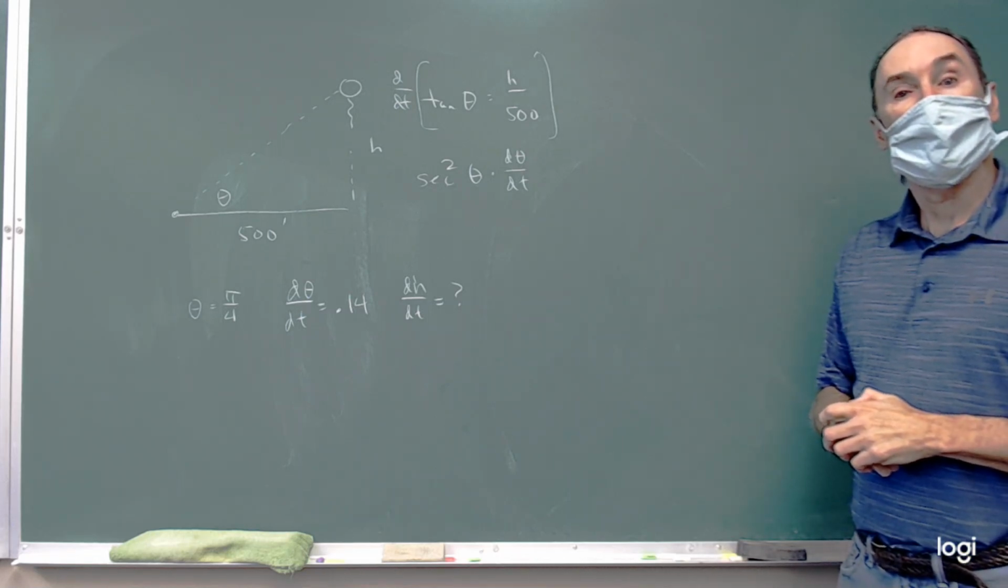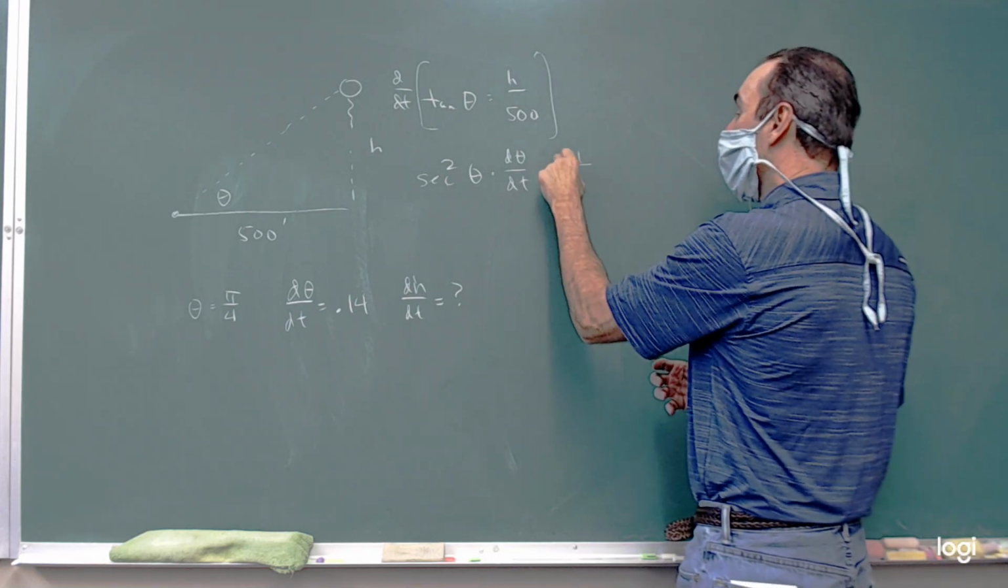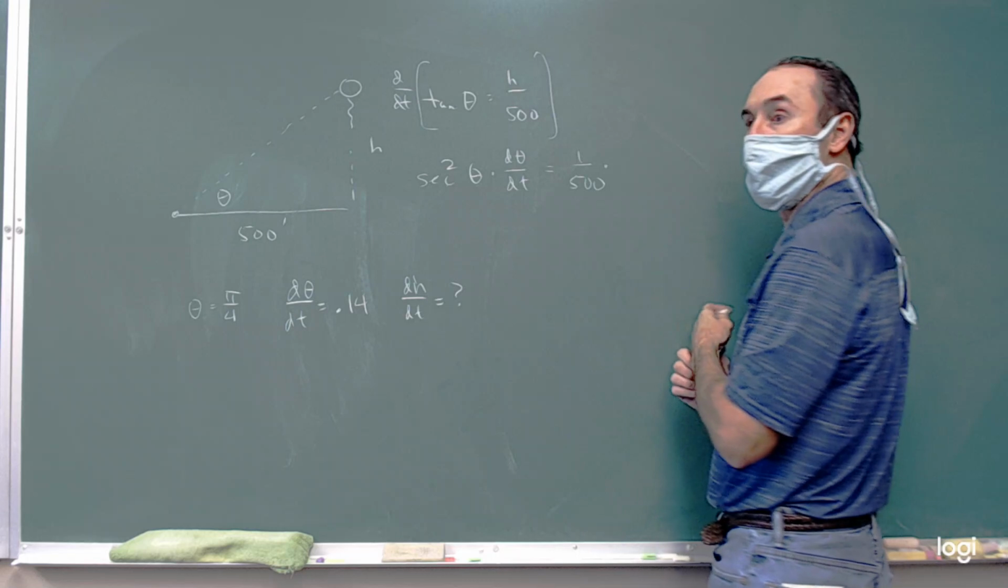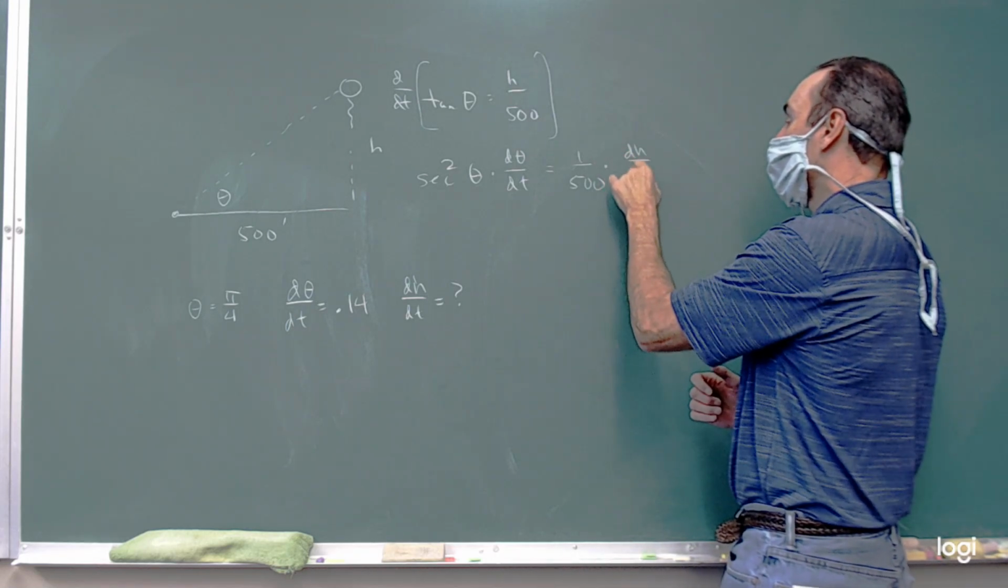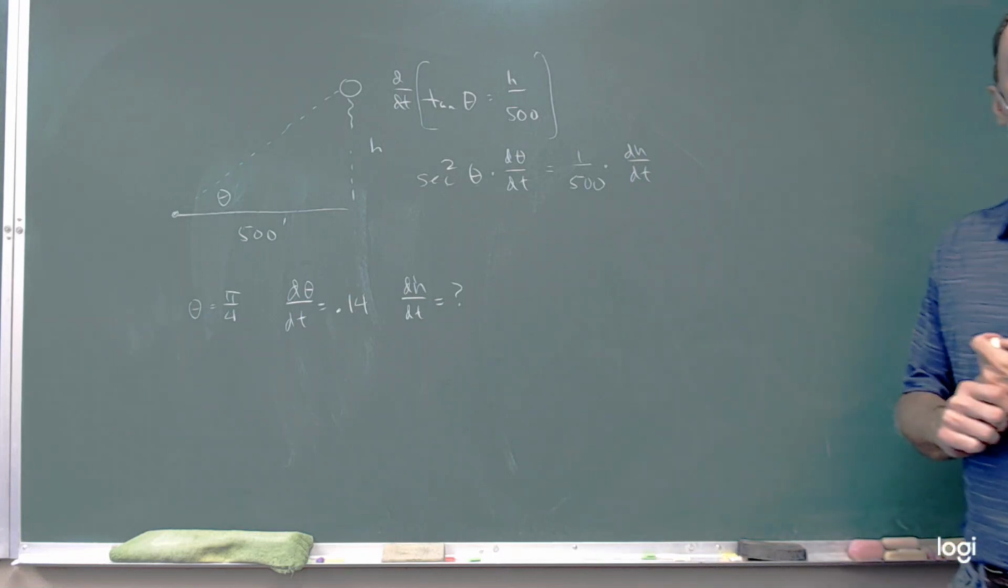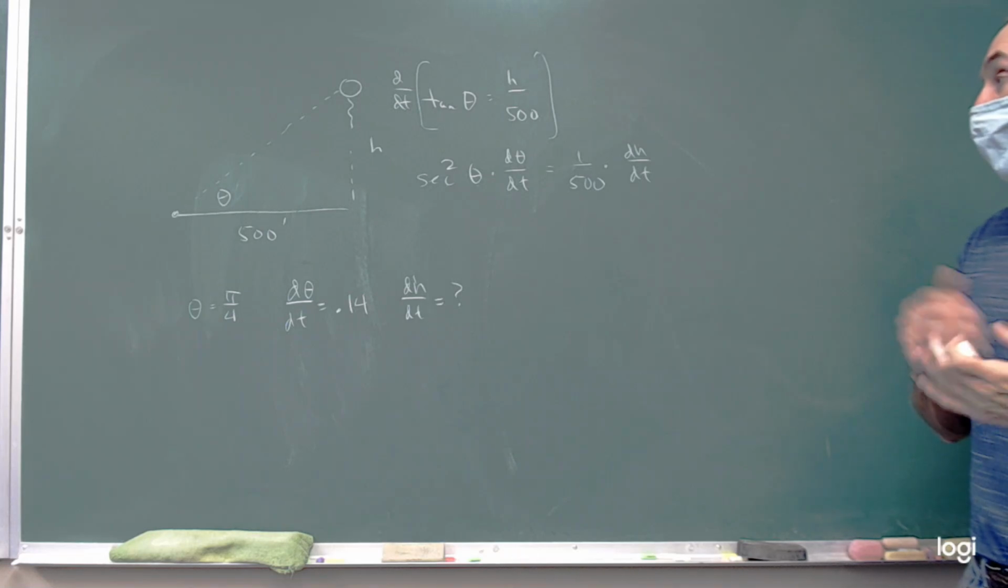Yeah, it's 1 over 500 times h, so its derivative is going to be 1 over 500 times dh dt. Very nice. So good so far? Okay, now we're going to evaluate secant squared theta.